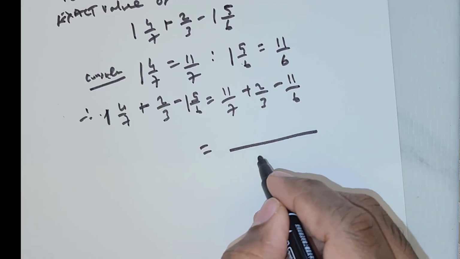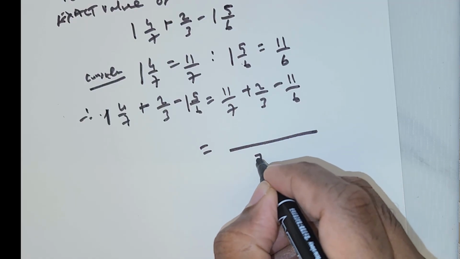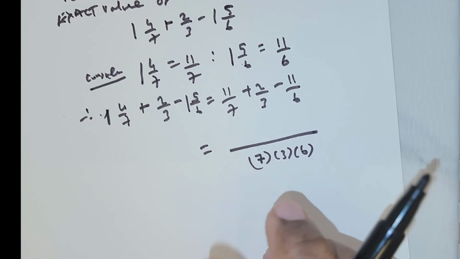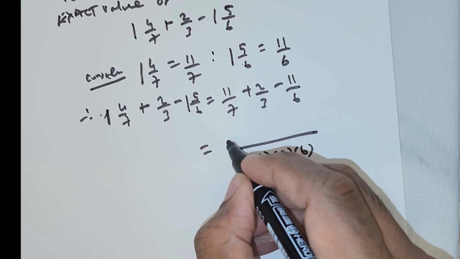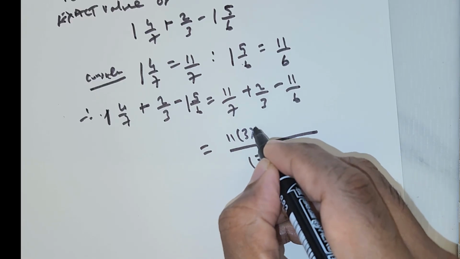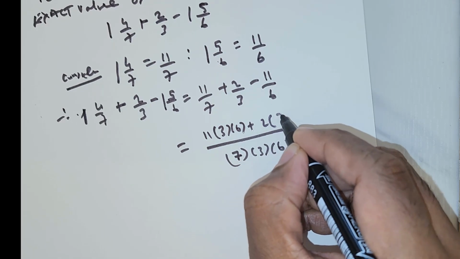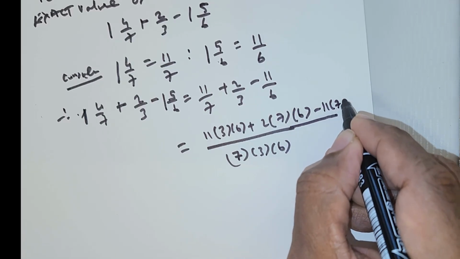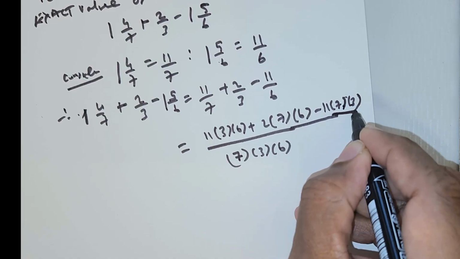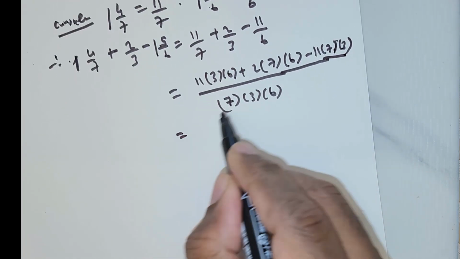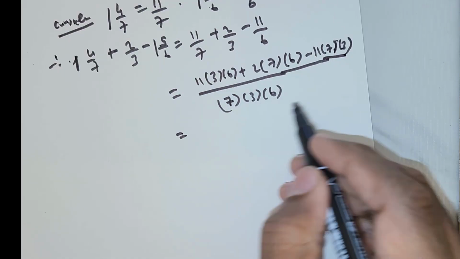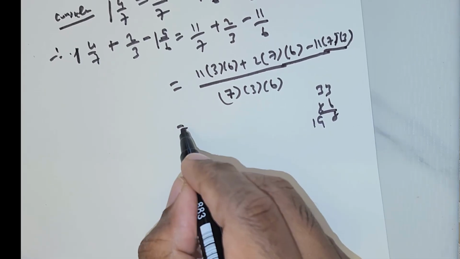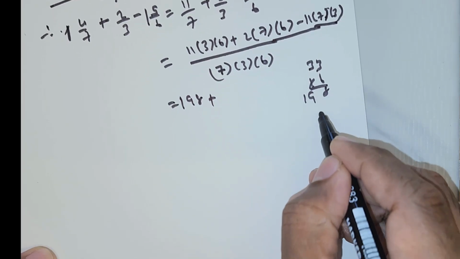Now the LCM will be 7, 3 and 6. We can broadly take it like that. So the first quantity is going to be 11 times 3 times 6. The second quantity is going to be 2 times 7 times 6. The third quantity is going to be 11 times 7 times 3. So for the first quantity you have 33 multiplied with 6. 6 3s are 18, 6 3s are 18, 19. So it's 198. Second quantity is 14.